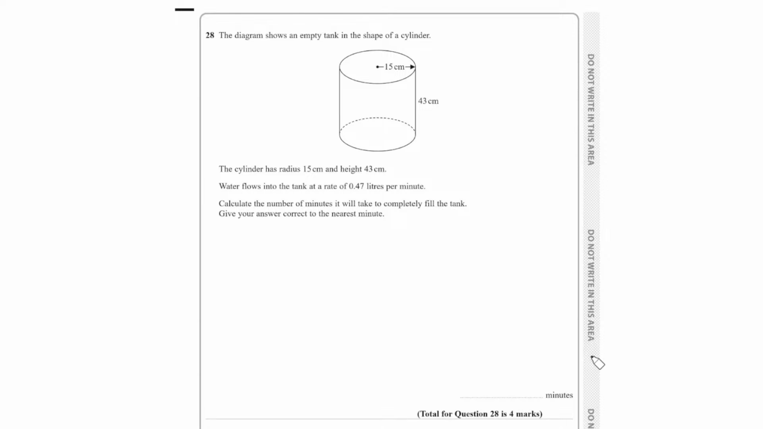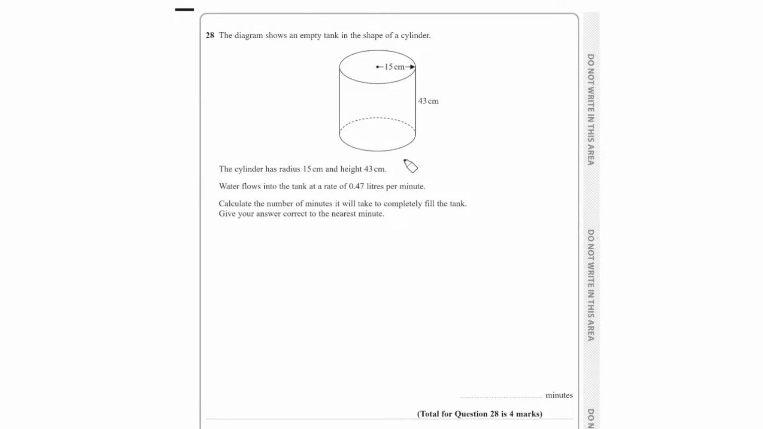Question 28. The diagram shows an empty tank in the shape of a cylinder. The cylinder has radius 15 centimeters and height 43 centimeters. Water flows into the tank at a rate of 0.47 litres per minute. So we've got centimeters and litres. Calculate the number of minutes it will take to completely fill the tank.